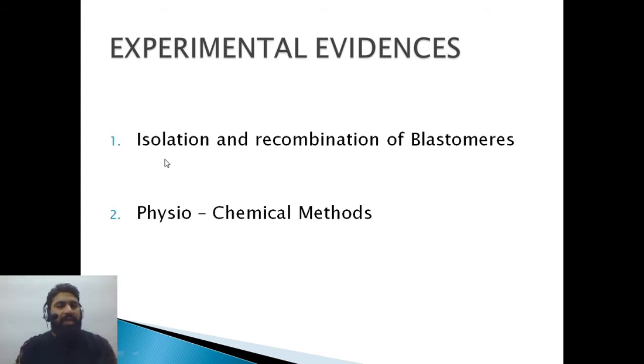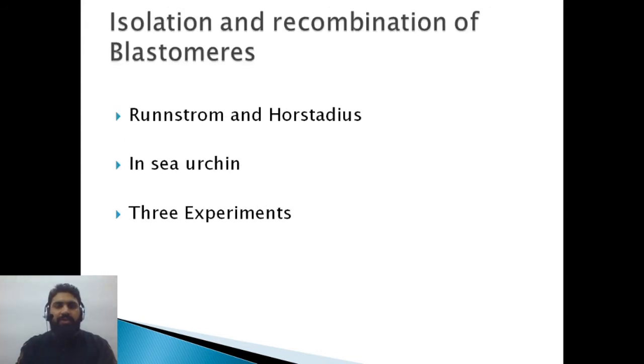The first experiment is isolation and recombination of blastomeres. One more experiment uses a physicochemical method. In this method we are using Janus Green, a blue colored dye. So how can we do the isolation and recombination of blastomeres experiment? In isolation and recombination of blastomeres, they conducted 3 experiments in sea urchin, which we are going to discuss now. The same scientists, Runnström and Hörstadius, conducted these experiments in sea urchin.